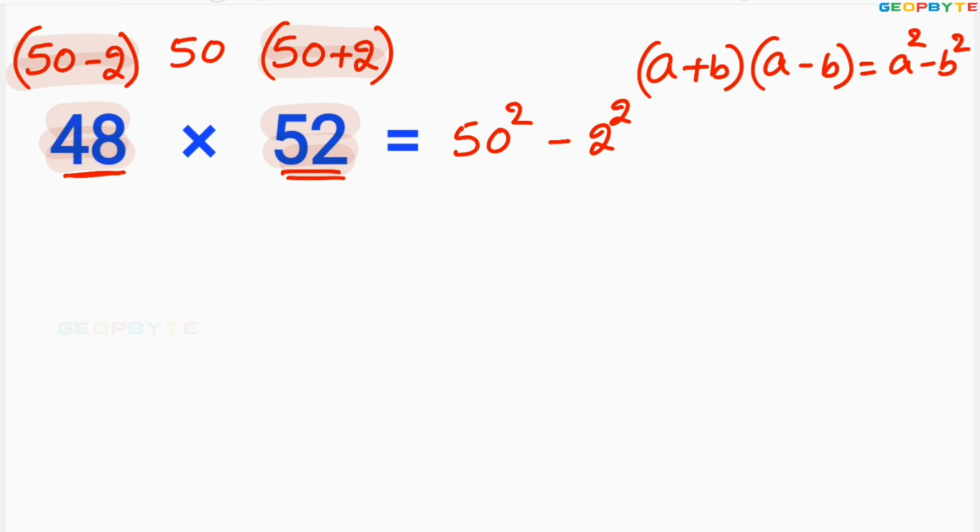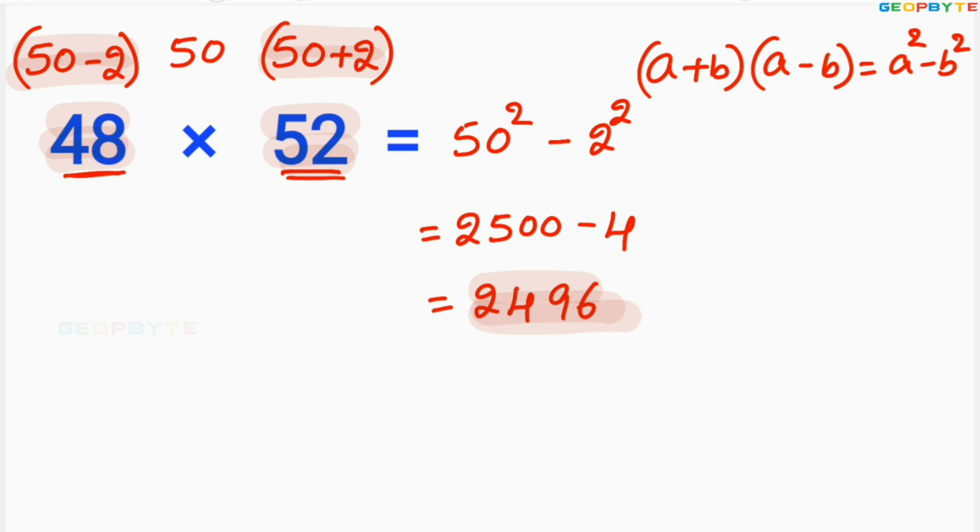Everyone knows the value of 50 square. The value of 50 square is 2500, minus 2 square, 4. Now it is very easy for you to get the answer: 2496. I hope all of you clearly understood. Similarly, let us take the other number.